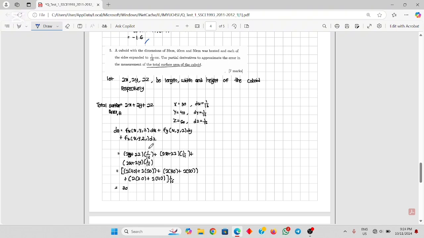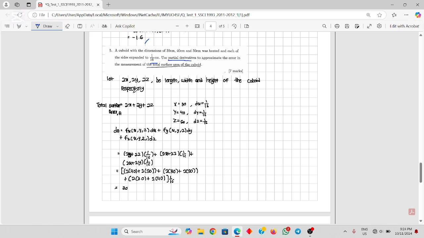So question 5, a cuboid with dimensions of 30 cm, 40 cm, and 50 cm was heated and each of the sides expanded by 1 over 16 cm. So we need to use the partial derivative to approximate the error in measurement of the total surface area of the cuboid. Basically, we need to find the total area only.